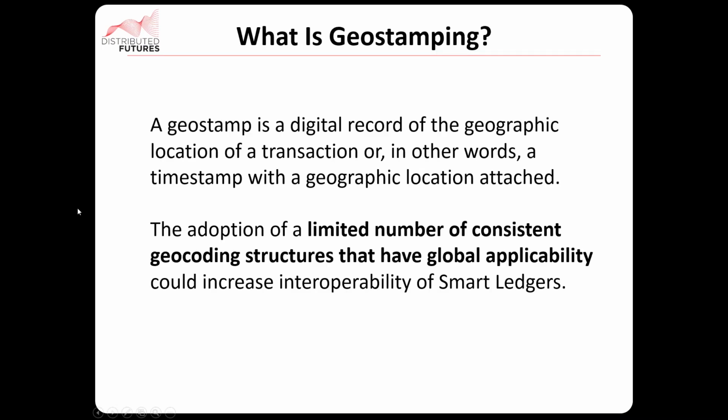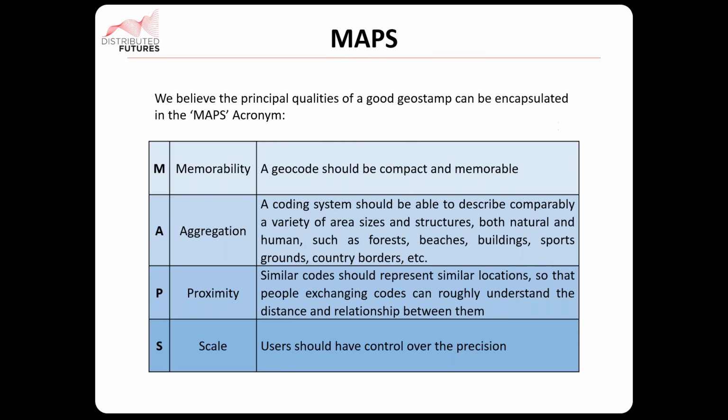And so the definition in the report is this. A geostamp is a digital record of the geographic location of a transaction, or in other words, a timestamp with a geographic location attached. Simply put, the adoption of a limited number of consistent geocoding structures that have global applicability could increase interoperability of smart ledgers. Hence the name on the full name of the report. So smart ledger geostamping steps towards standardization.